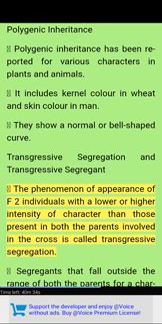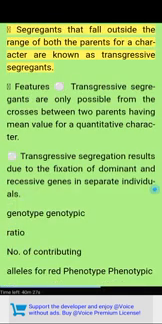The phenomenon of appearance of F2 individuals with a lower or higher intensity of character than those present in both the parents involved in the cross is called transgressive segregation. Segregants that fall outside the range of both the parents for a character are known as transgressive segregants.